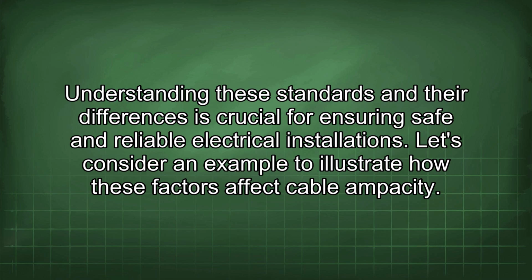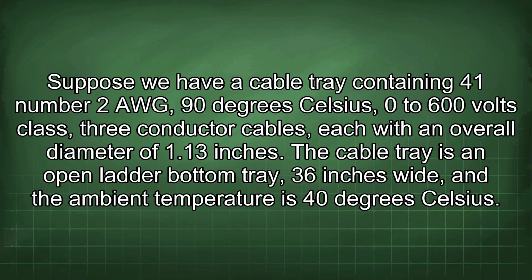Let's consider an example to illustrate how these factors affect cable ampacity. Suppose we have a cable tray containing 41 number 2 AWG, 90 degrees Celsius, 0 to 600 volt, class 3 conductor cables, each with an overall diameter of 1.13 inches. The cable tray is an open ladder bottom tray 36 inches wide, and the ambient temperature is 40 degrees Celsius.